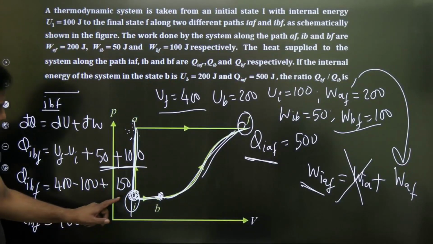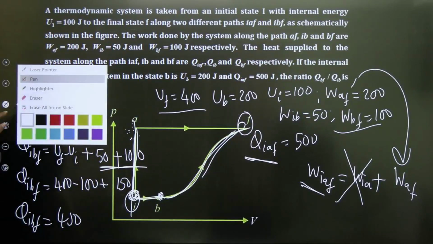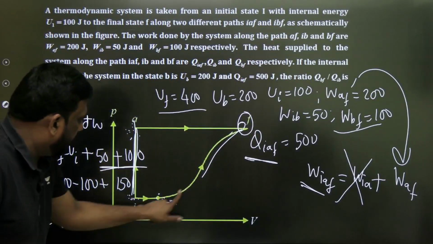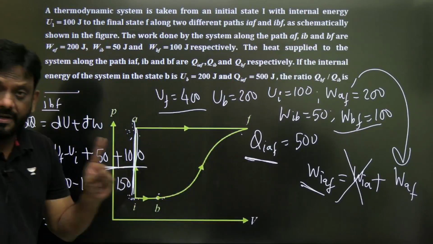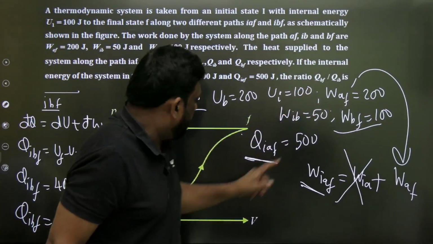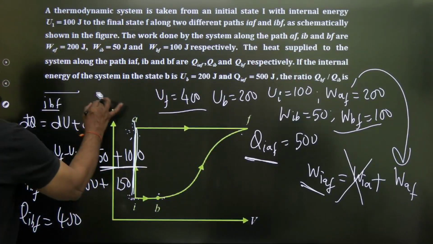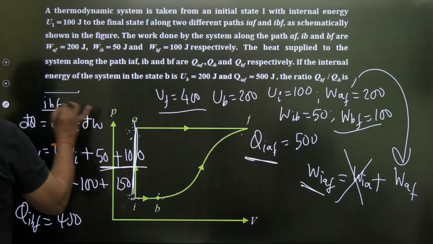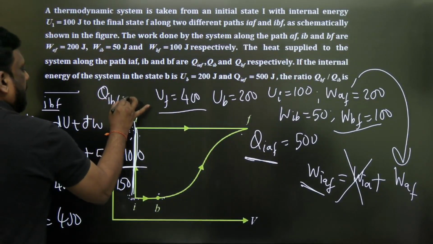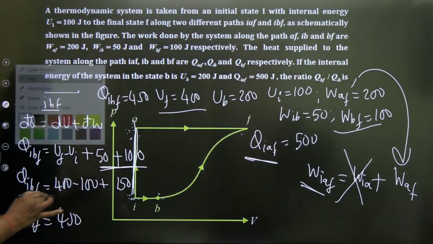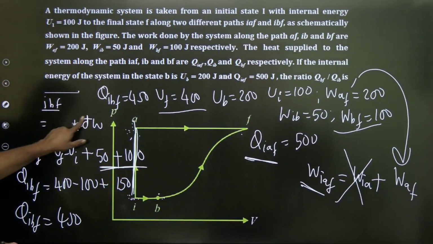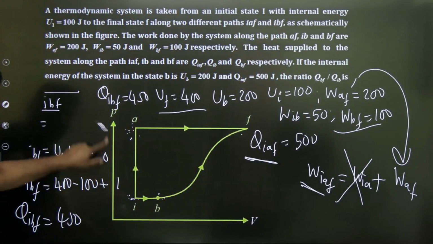So the total heat transfer in IBF, let me repeat, sirs, is 450. But he is not asking for QIBF. He is asking for QBF by QIB. So we got QIBF as 450. Let me erase this, sirs. We got this as 450. Okay.